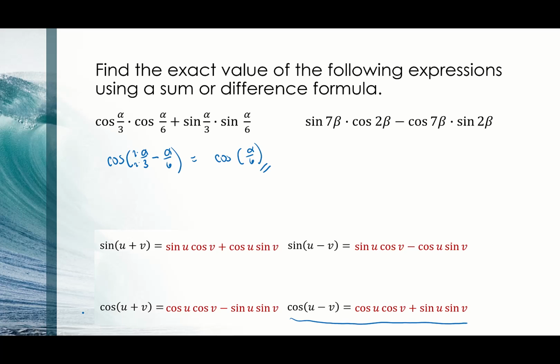For the second one, we have sine of 7 beta times cosine of 2 beta minus cosine of 7 beta times sine of 2 beta. This looks like one of our sine formulas, specifically the difference, where u is 7 times beta and v is 2 times beta. So we're going to write that this is sine of 7 beta minus 2 beta, and simplify that because we can subtract those. We get sine of 5 beta.